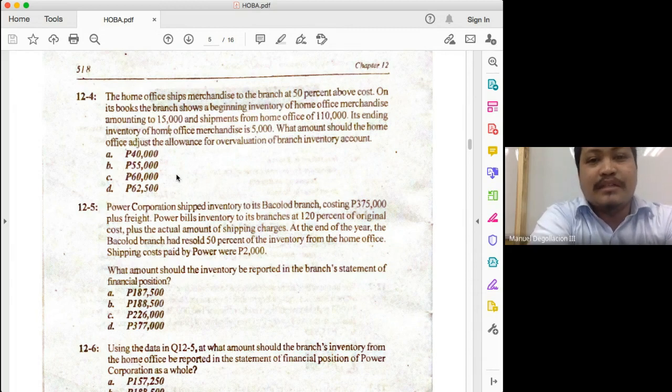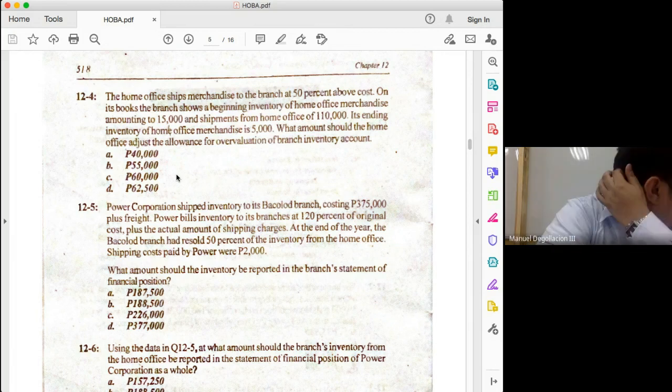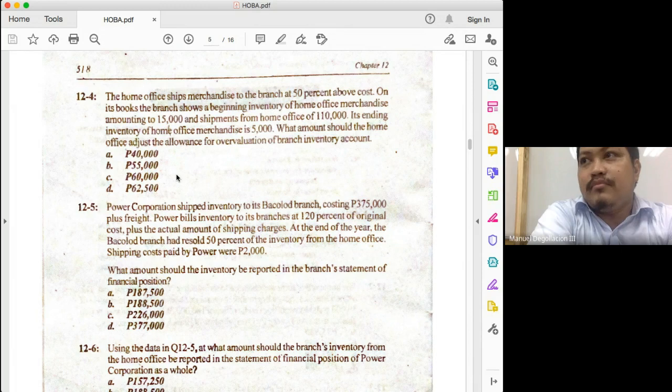Okay? So if shipments from home office is 110,000, we can already compute the cost of these shipments. And how do we do that? Divide 110,000 by 150%. How much will that give you? 73,333. Is that the markup in the shipments? No, that is still the true cost of your shipments during the year.